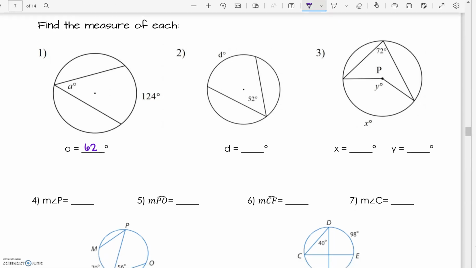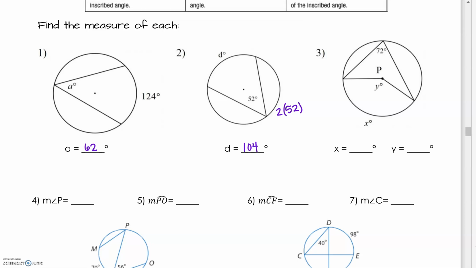What if we know the inside angle? Well, then we would double it in order to figure out what D is. So we would take 52 times 2, and we would get 104 degrees for the arc measure. So this one, the inscribed, we would double it to get our X, which is going to be 144. And then in order to get this one, that's the central angle, we know that these are the same. So we would just put 144 for our Y.